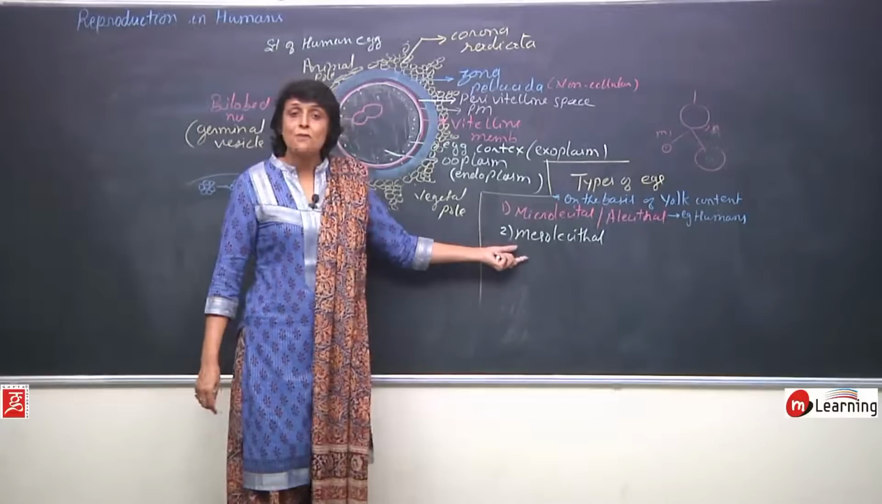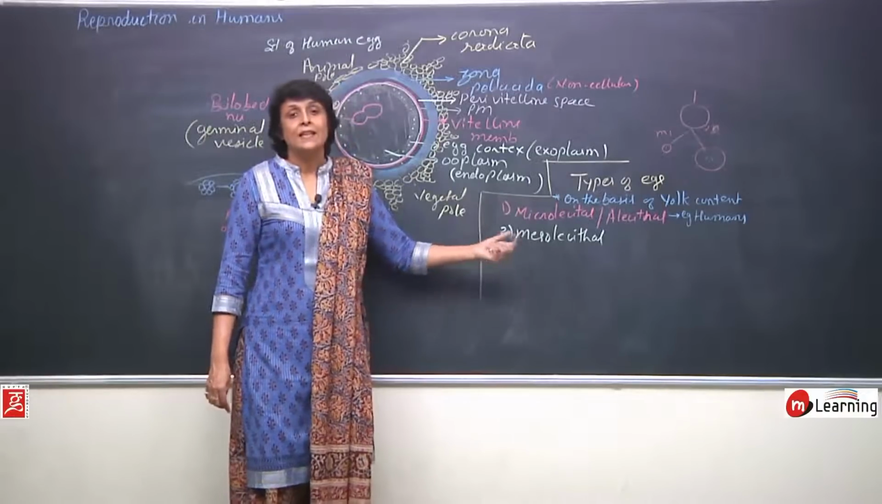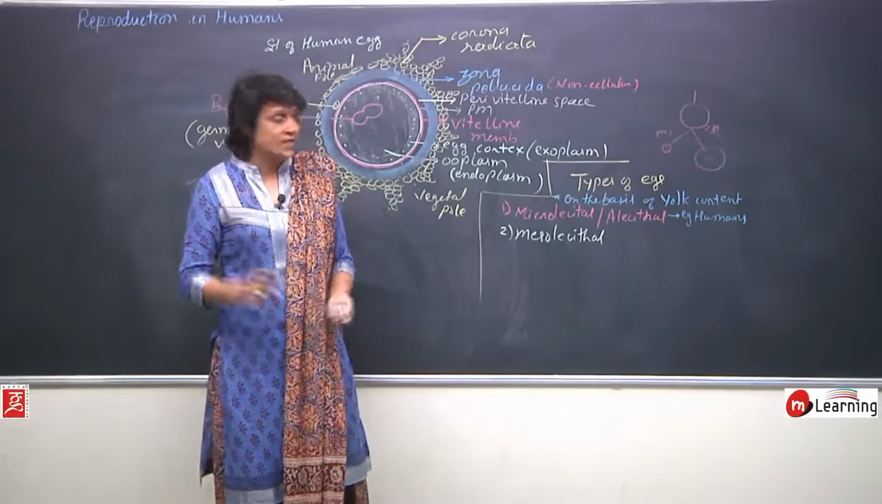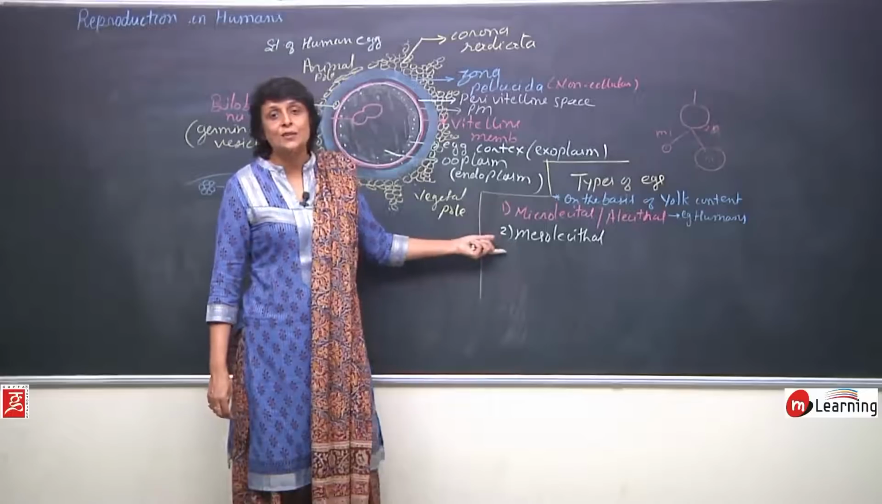So which type of organisms will produce mesolecithal eggs? The animals in which we see intermediate stages. Can we also call marsupials under this, like kangaroo?